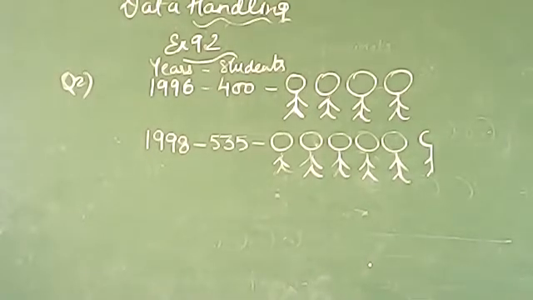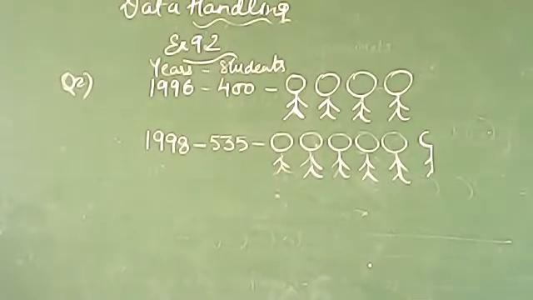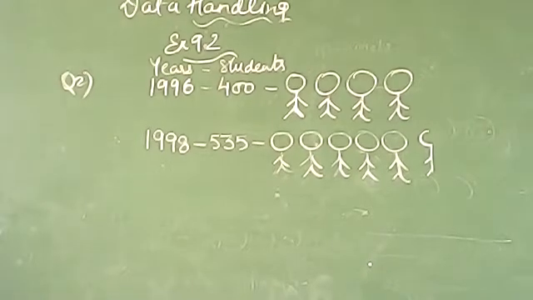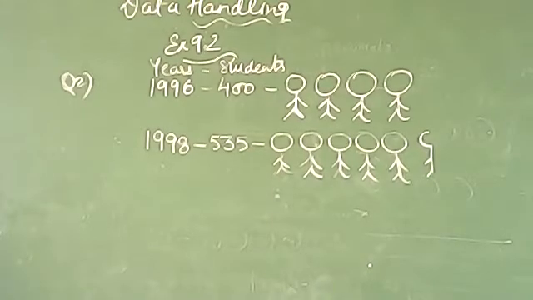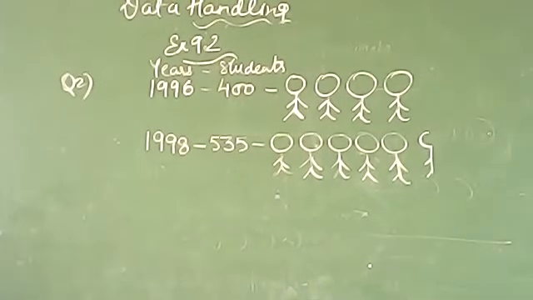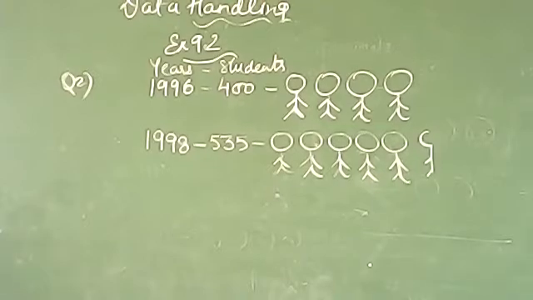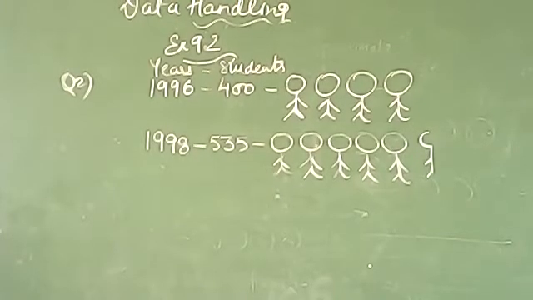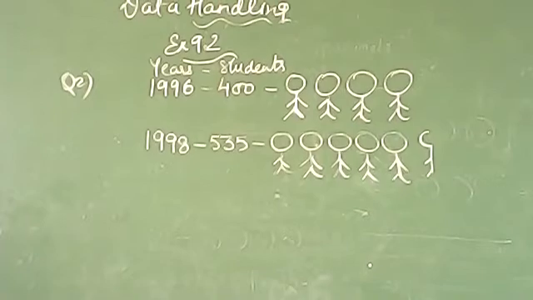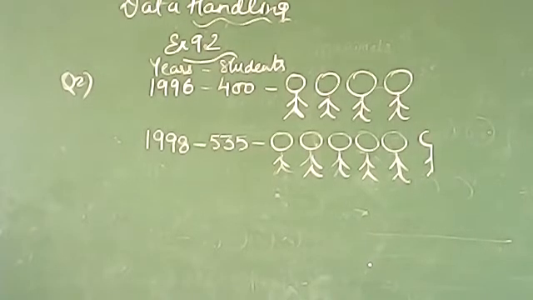Fine. So this is all about exercise 9.2, how to draw pictographs. And what do you have to do in this? After drawing the pictographs, you have to write down some answers as well. It is asking how many symbols represent the total number of students in 2002. You know that in 2002 we have 600, so 600 means a total of 6 pictures will be required. And here it is asking how many symbols represent the total number of students for year 1998. 535 means you want a total of 5 symbols and one more symbol in half.